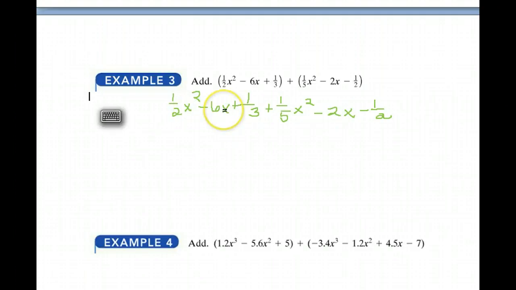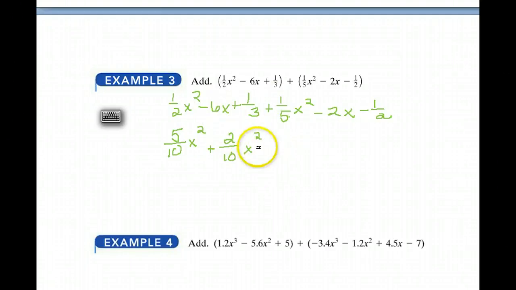And now I'm going to work on combining my like terms. The first thing that I need to do is get a common denominator for my x squareds. So the common denominator that I need is 10. So I am actually going to write these beside each other. So to go from 2 to 10, I had to multiply by 5. So that gives me 5/10. And to go from 5 to 10, I had to multiply by 2. So that's going to give me 2/10 when I do 1 times 2.